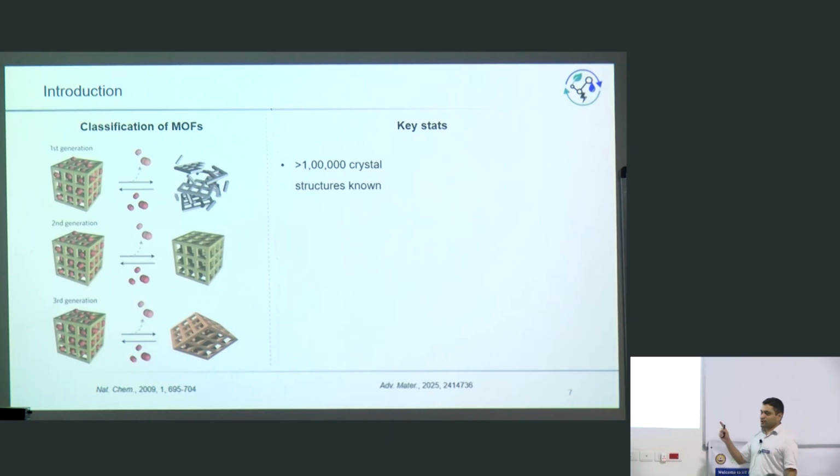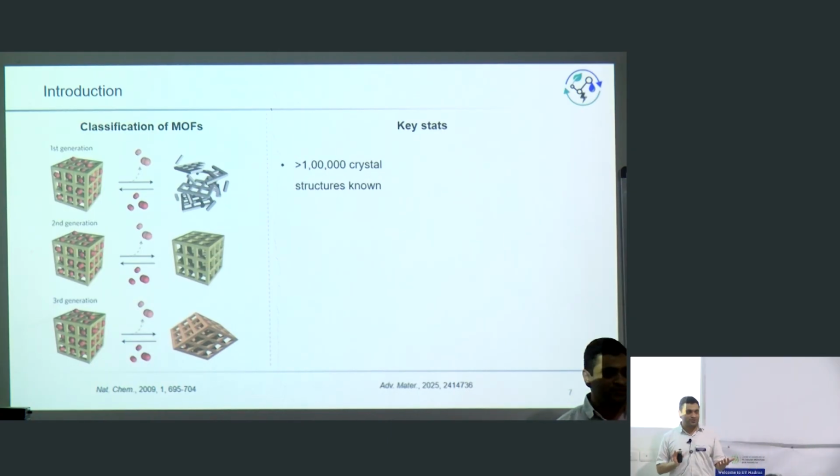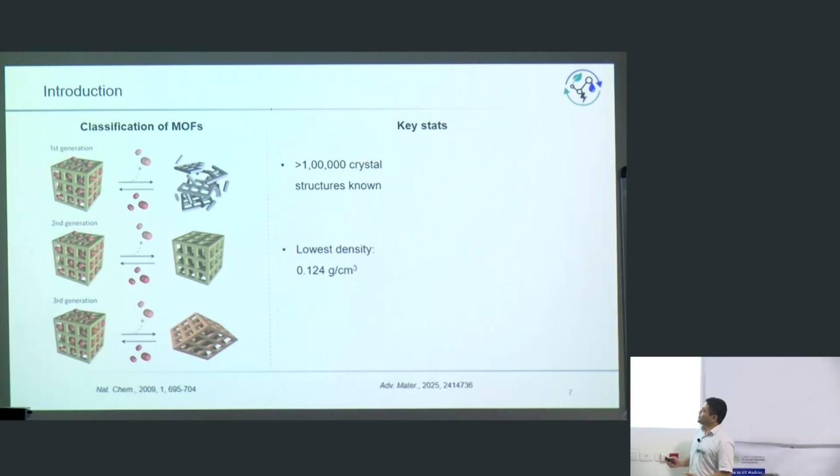At the moment, there are more than 1 lakh crystal structures known in the literature. And as you alluded to, the lowest density of these materials is 0.1 gram per centimeter cube. Now, this is a number that not all of us appreciate directly. All of us know the density of water, right? It's nearly 1 gram per centimeter cube. So this is almost 10 times lighter than that. And it still has a porosity that is 7,000 meters square per gram. You might need a few seconds to absorb this idea, but this is the underlying thought behind why these structures are so fascinating.